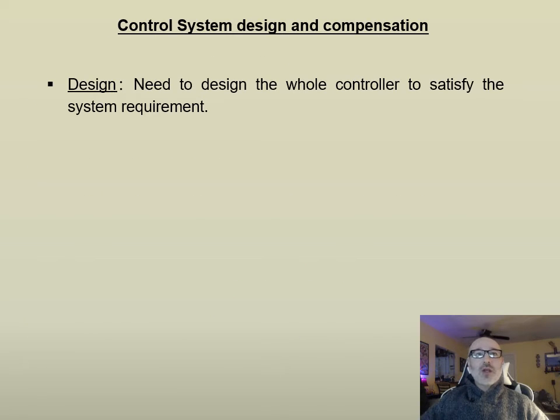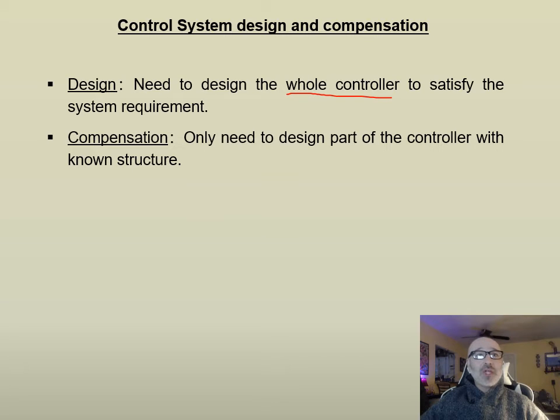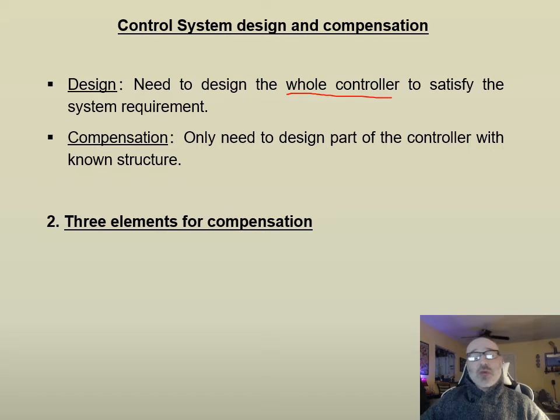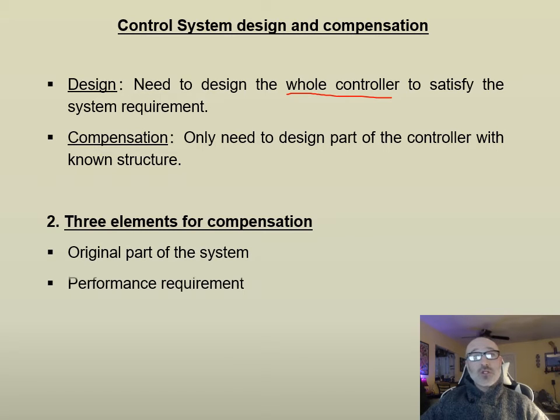So let's continue on and discuss the difference between design and compensation for an entire control system. If you're designing an entire control system, the whole controller, you need to design everything to satisfy the system requirements. But if we're talking about compensation, you only need to design part of the controller with the known structure. Within that, there are 3 elements for compensation. One, you have the original part of the system. Two, you have the performance requirement. And three, you have the compensation device.